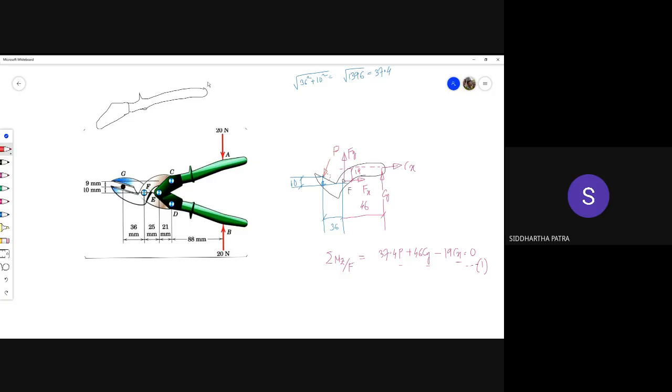Okay. And you know at how much distance this 20 Newton force is acting away from E, right? It is 21 plus 88. So this point is E, and this distance is about 109. Okay. Now, on which are also acting your Cy and Cx.